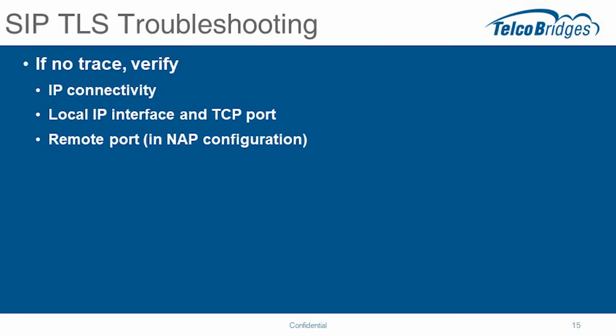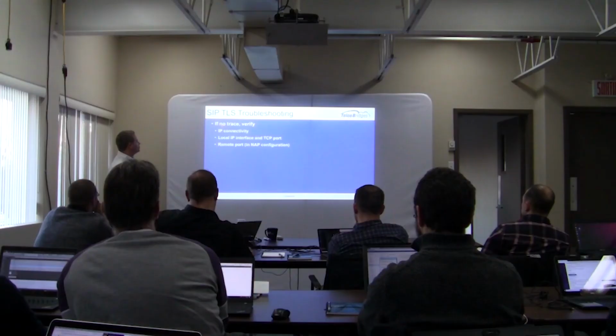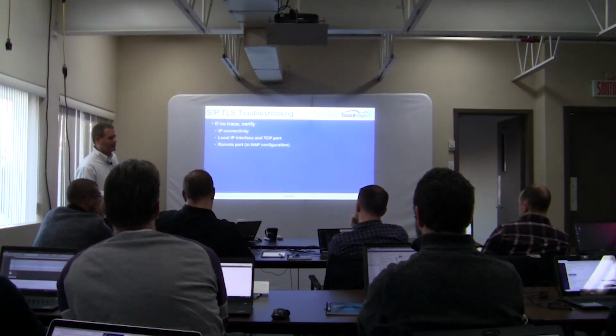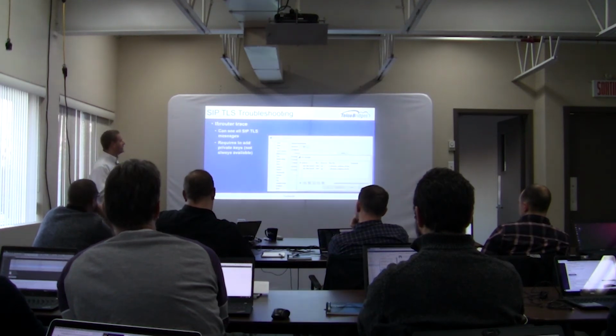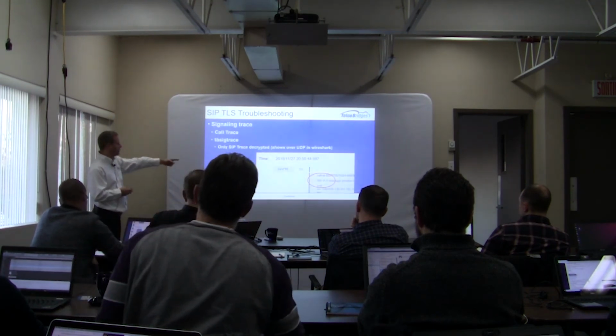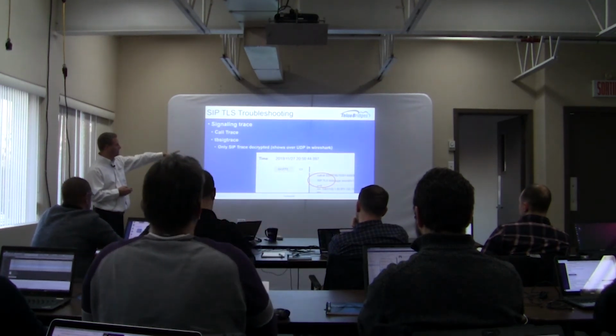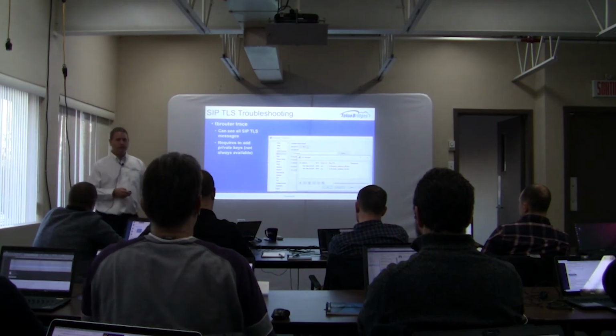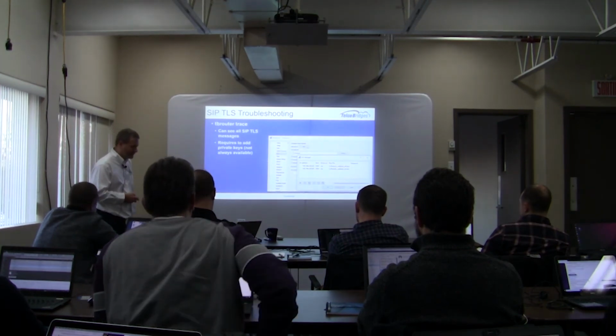Yeah, for troubleshooting, things to check: TCP port, remote port. If you're not able to get the SIP trace, then it's maybe something more basic in the configuration. But if you get the SIP trace, then you can start with the call trace, but you can have SIG trace or TB router trace to get the rest, okay?